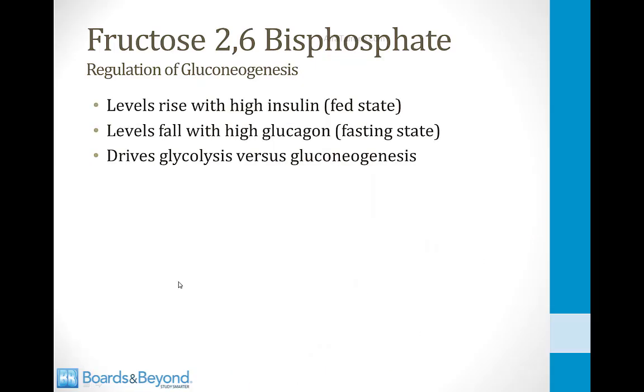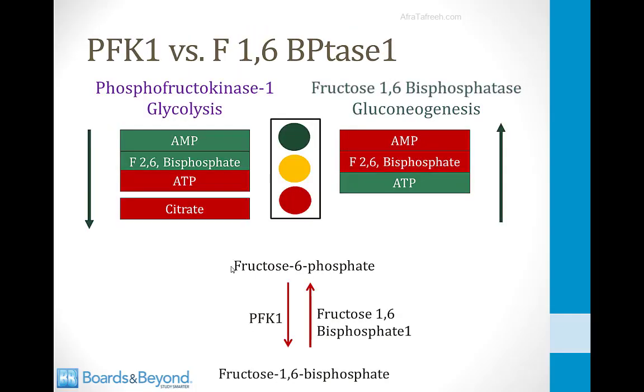In the glycolysis module, I talk about exactly how insulin and glucagon manipulate the levels of fructose 2,6-bisphosphate, but I'll just summarize that for our purposes here. So levels of this molecule rise with high insulin level in the fed state, and this tends to favor glycolysis. Levels fall with high glucagon in the fasting state, and this tends to favor gluconeogenesis. And as I said before, the levels of this molecule drive glycolysis versus gluconeogenesis. The step of glycolysis where fructose 6-phosphate is converted to fructose 1,6-bisphosphate by PFK1 is the rate-limiting step of glycolysis. The reverse step is the rate-limiting step of gluconeogenesis.